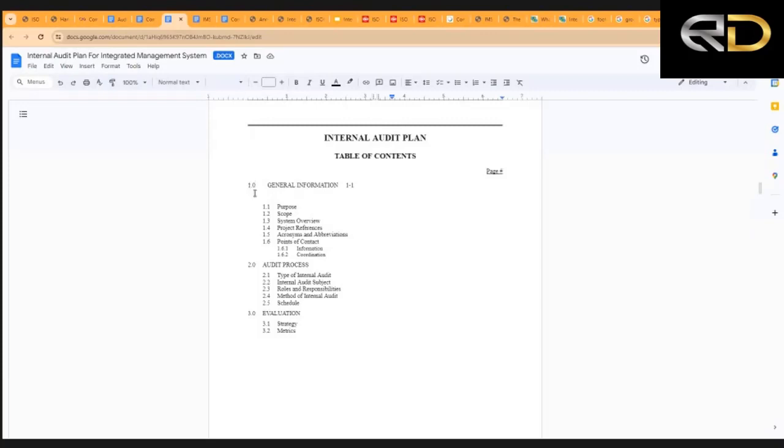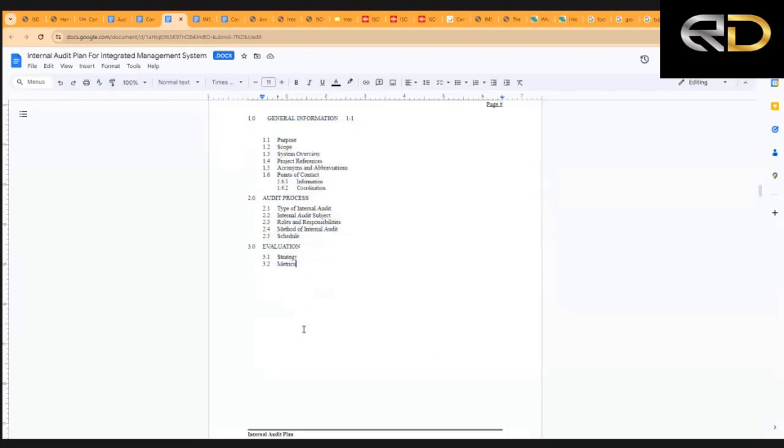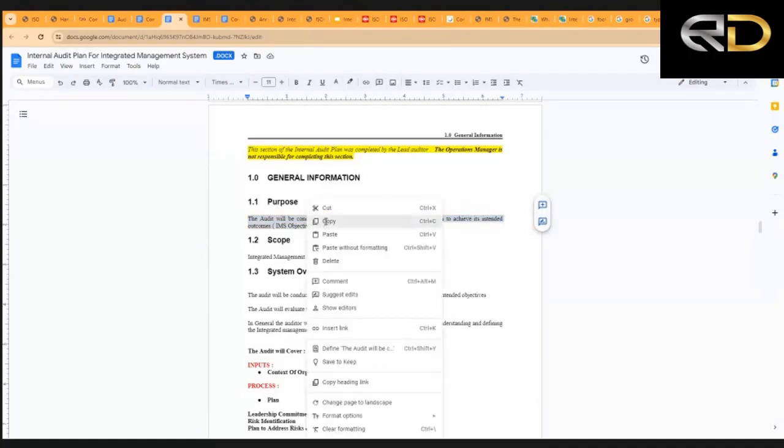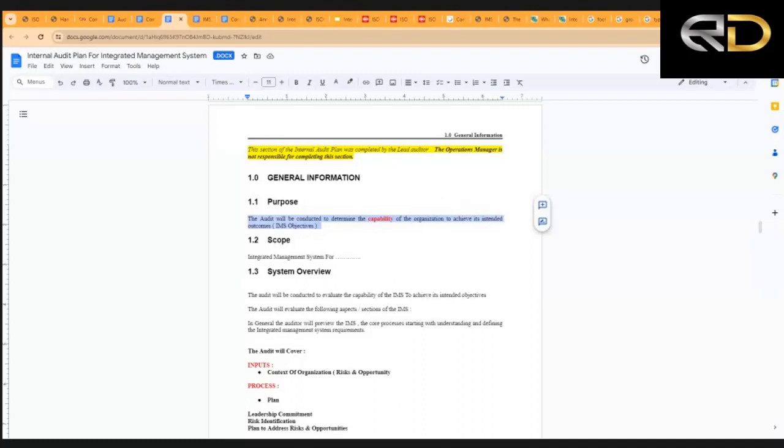Now, there are basically 3 sections: the general information, the audit process, and then the evaluation strategy. So the general information is the same thing. The audits are conducted to determine the capability of the organization to achieve its intended outcomes or IMS objectives. Actually, let me send you this as a link. Let me send you this as a text, because I really want to explain something right here before we proceed.